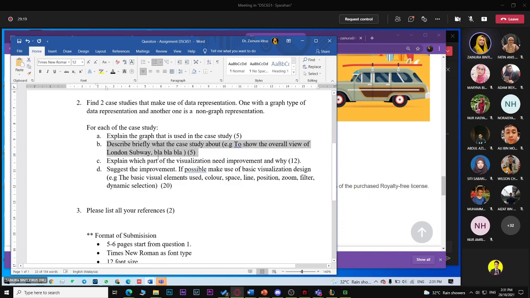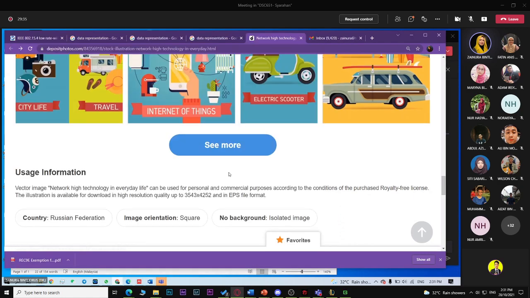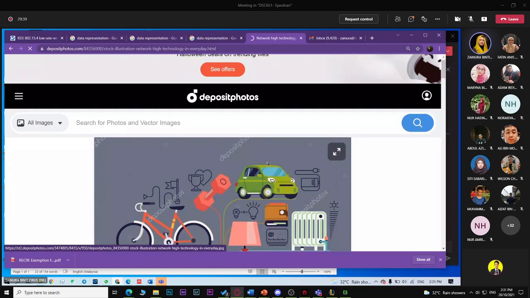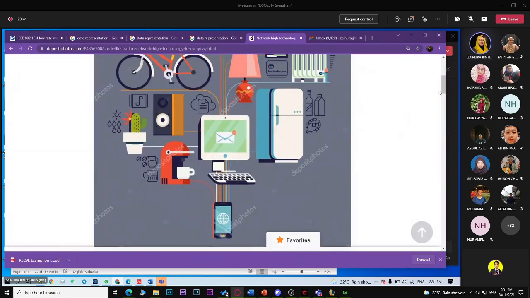about what? Cerita sampai I faham. Bila I baca, I kata seronoknya baca tulis ni. Then you dapatlah markah tinggi. Explain which part of the visualization needs improvement and why. Bila you tengok tu, you akan nampak what is the improvement that you need. Macam ni contoh ni kan. What is the improvement? You tell me.